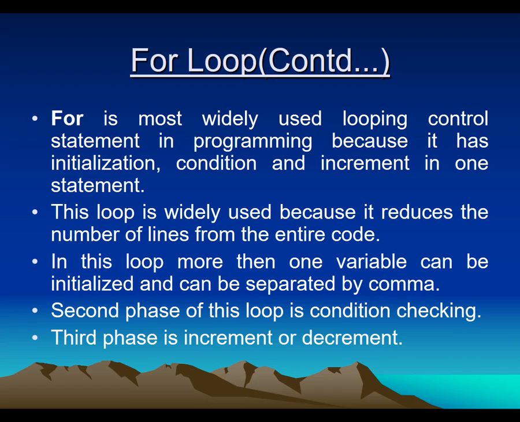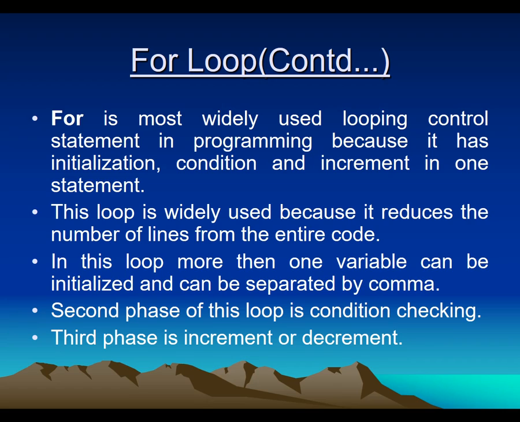Now in this loop, more than one variable can be initialized and separated by commas. This is another functionality, or you can say characteristic, of the for loop. In a for loop, in a single line, we can declare and initialize multiple variables, separated by commas. I will show you this practically in the program also.